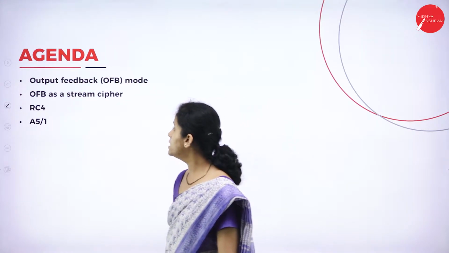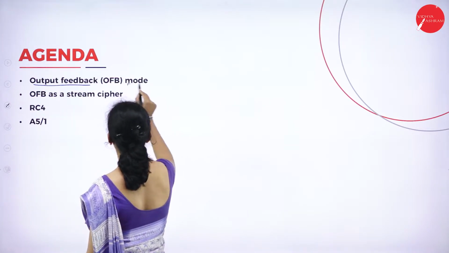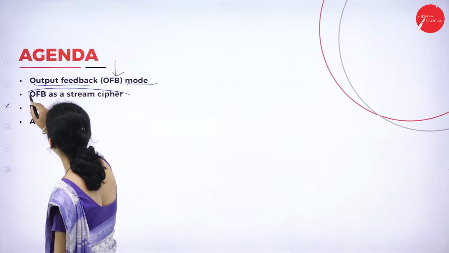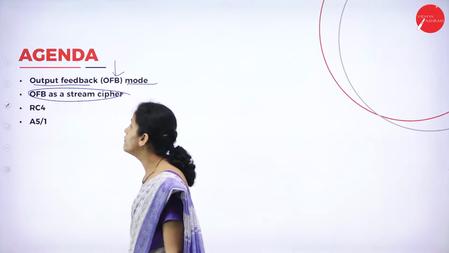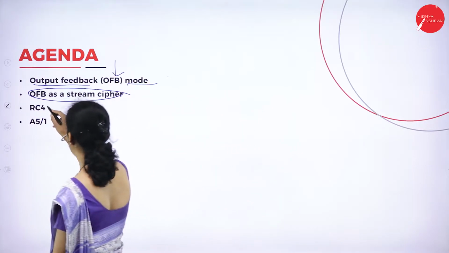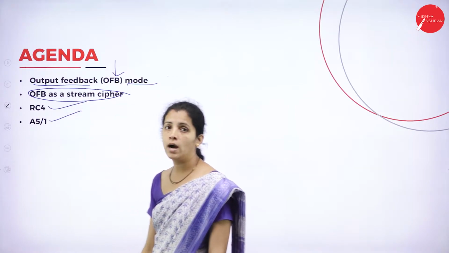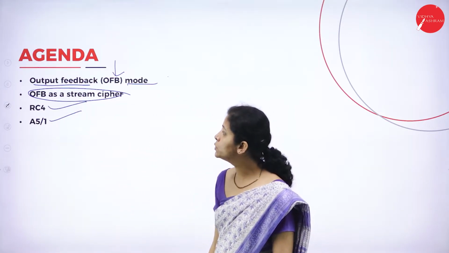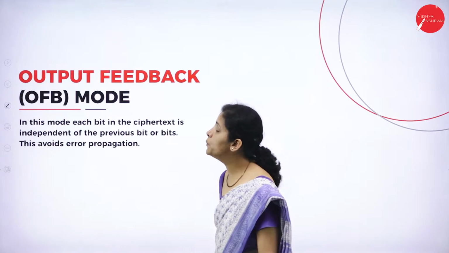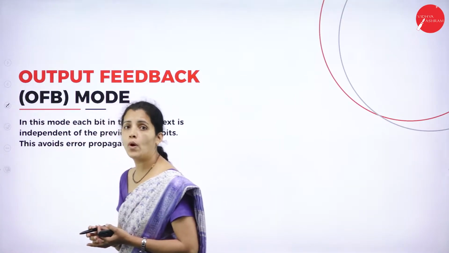But in today's session, I'm going to deal with output feedback mode, that is OFB. Along with that, I'm going to deal with OFB as a stream cipher. Along with that, I'm going to deal with RC4 and A5/1. So these are the topics I'm going to deal with in today's session. So dear students, let's begin with the topic output feedback mode or OFB.